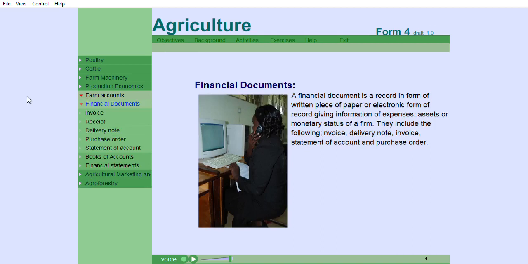Financial documents. A financial document is a record in form of written piece of paper or electronic form of record giving information of expenses, assets or monetary status of a farm. They include the following: invoice, delivery note, statement of account, and purchase order.